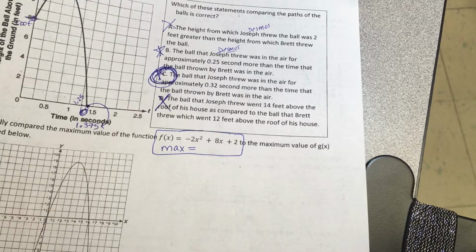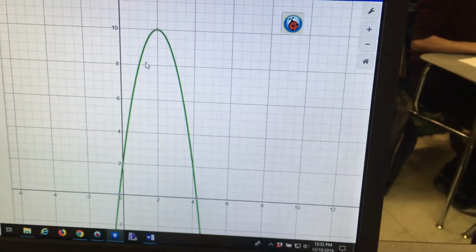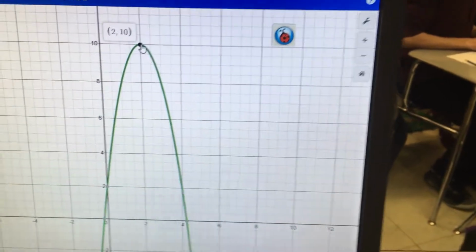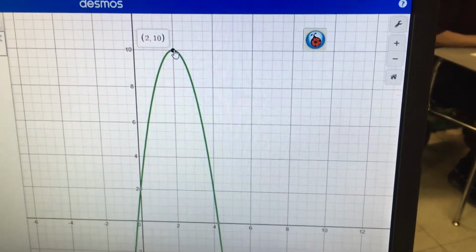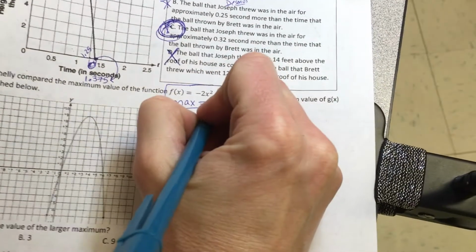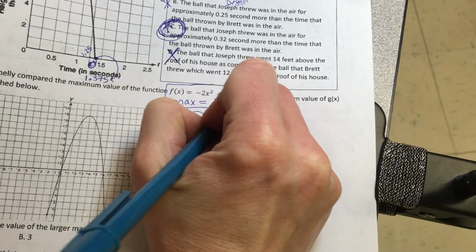Negative 2x squared plus 8x plus 2? Okay. The maximum is the highest point. You click it. Do you want the x value or the y value? The y. So the maximum is 10. The maximum for this one is 10. We did that in Desmos.